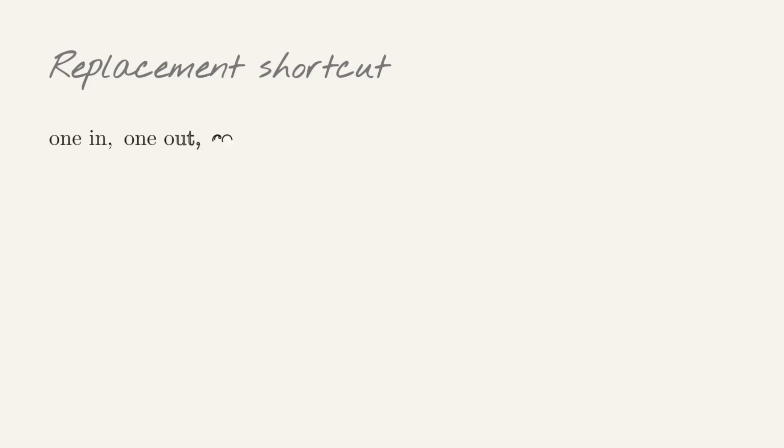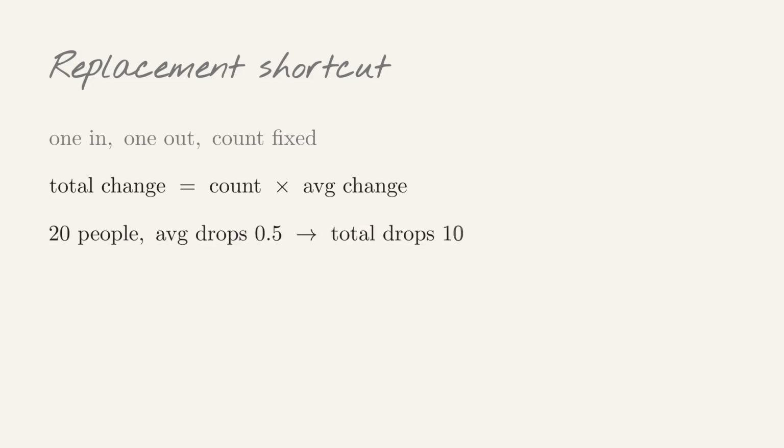When one item replaces another, the count stays the same, so the change in the total equals the count times the change in the average. If 20 people's average weight drops half a kilo on a swap, the total fell by 10 kilos, which tells you the new person is 10 kilos lighter than the one who left. A clean, fast lever.